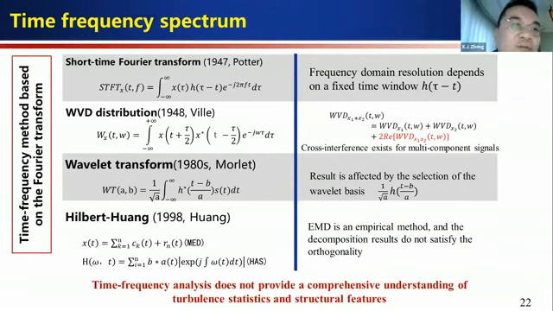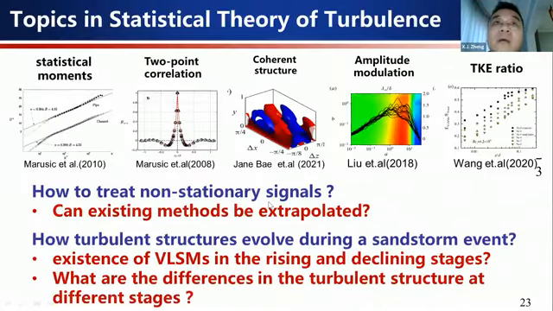Well, for this reason, some methods have been proposed through adding windows in the time domain, such as short-time Fourier transform, WVD distribution, and wavelet transform, etc. But these methods are all derived based on the Fourier transform. One exception is the Hilbert-Huang transform, which jumps out of the framework of the Fourier transform. However, it works well only for time-frequency analysis, but cannot present a comprehensive understanding of turbulence statistics and structural features.